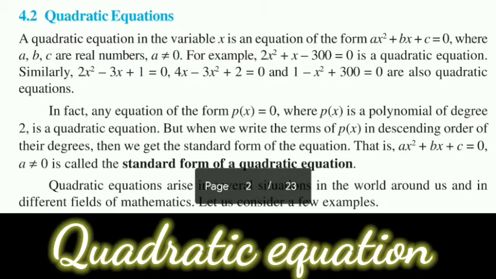Similarly, 2x² - 3x + 1 = 0, and 4x - 3x² + 2 = 0, and 1 - x² + 300 = 0. These are all quadratic equations, because here the maximum power of the variable is 2. So these are known as quadratic equations, just as we studied in the previous class 9 polynomial chapter.